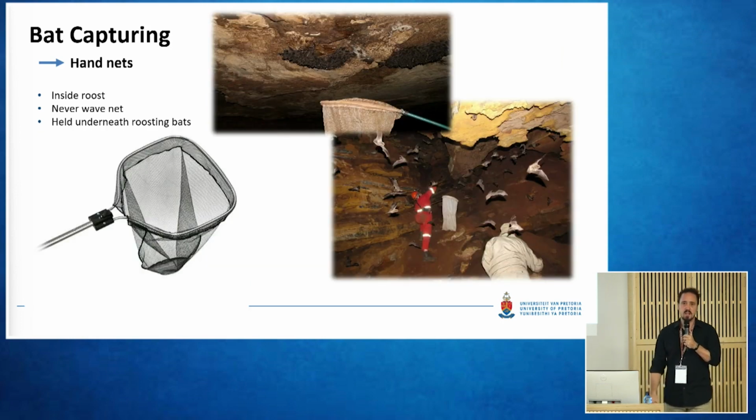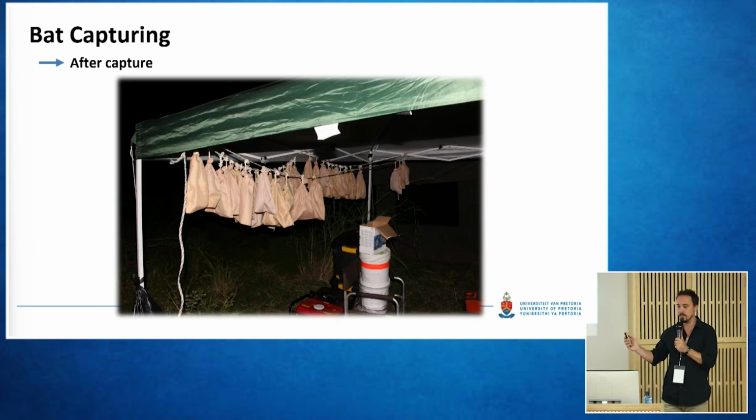And the last method is hand netting, the easiest method. This is commonly used in caves and such, where you go in with a net, hold the net underneath the roosting bats, and they fall into it. The big thing that's important here is to not wave the net around. You don't want to try to capture flying bats out of the air, because chances are you're going to hit them with the side of the net and break wings, and then we end up with severe injuries. So just hold the net underneath the bats, and they'll drop in, and you can start your sampling.